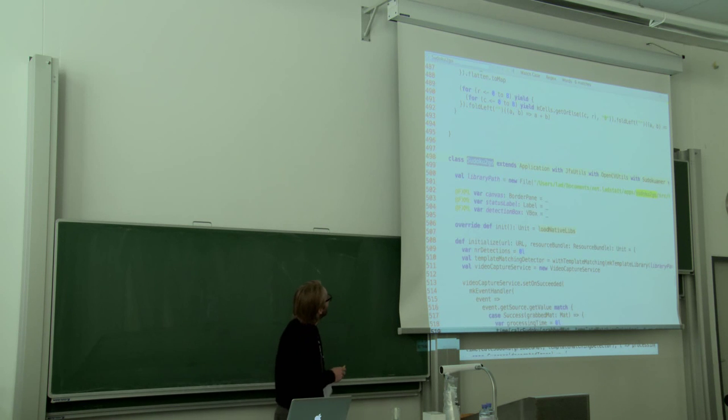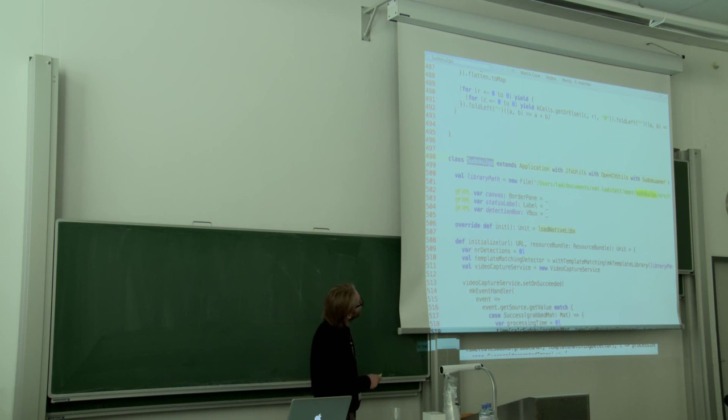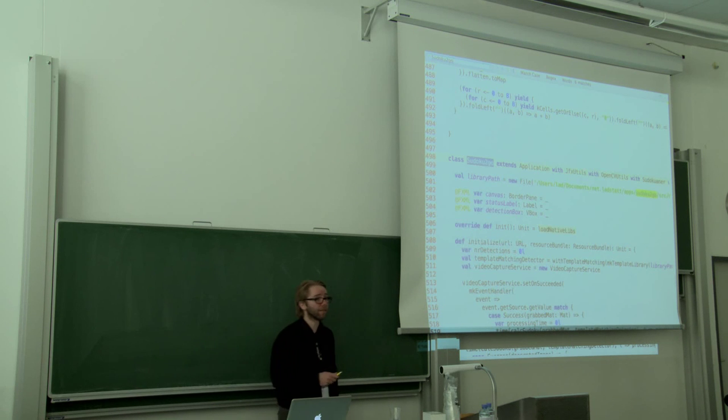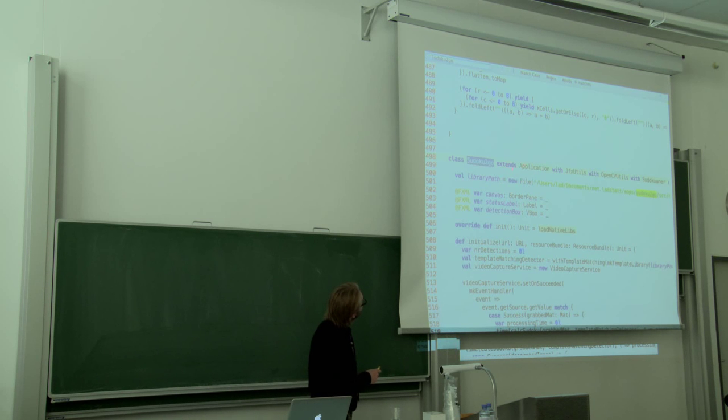So here I have a second Sudoku to Go, but maybe you've noticed that here I have a class definition, which extends Application. And the Application is again the JavaFX one. So every JavaFX application has to extend the Application. And then I have here with JFXUtils, with OpenCVUtils, with Sudokana. What's happening here? Those are traits. So I mix in, it's called mixing, traits which add up functionality to my main program. And so you can think of it like interfaces with implementation. Okay, so there you go.